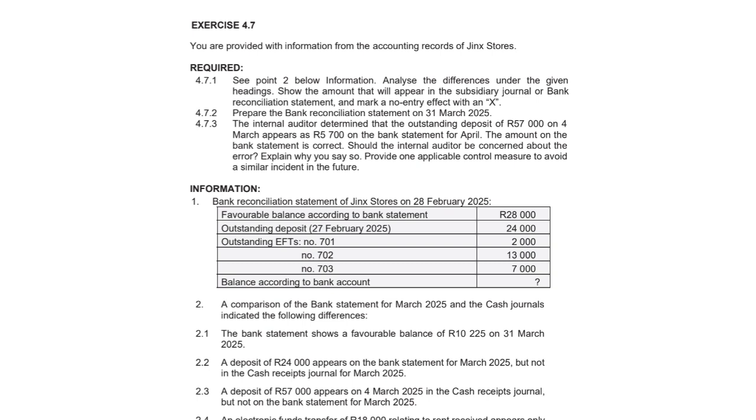4.7.2, prepare the bank reconciliation statement on 31 March 2025. And then 4.7.3, the internal auditor determined that the outstanding deposit of 57,000 Rand on 4 March appears as 5,700 Rand on the bank statement for April. The amount on the bank statement is correct. Should the internal auditor be concerned about the error? Explain why you say so, and provide one applicable control measure to avoid a similar incident in the future.